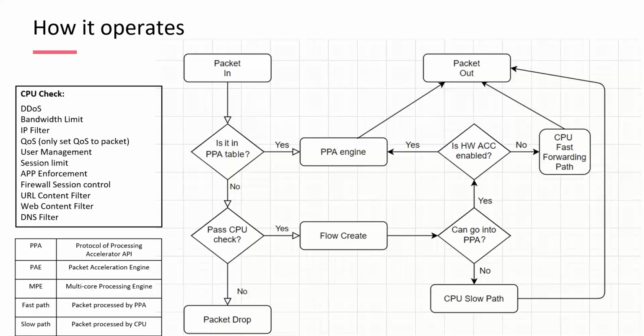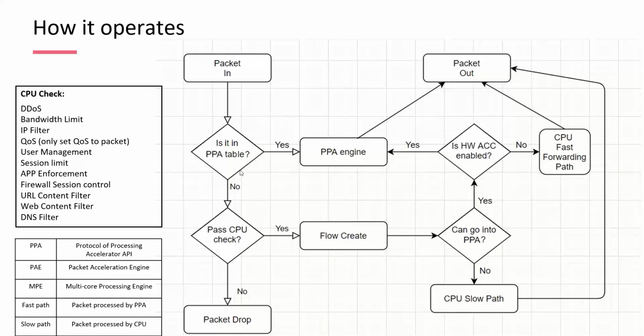When a packet comes into the router to be processed, either one that's received on the LAN or one that's received on the WAN, it runs through a sequence of activities. The first thing it does, if I just use my cursor here, is check to see if it is in the PPA table. That's the protocol of the processing accelerator. If it's in the table, if the session is already in the hardware accelerator, it means that it can be accelerated. But let's run through assuming it's not.